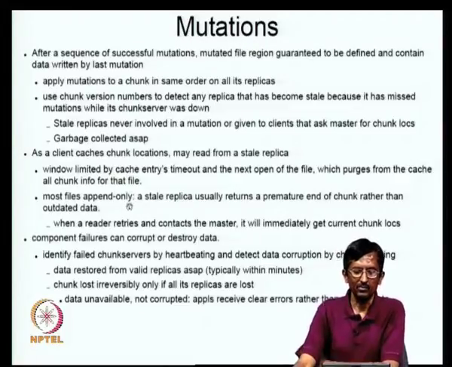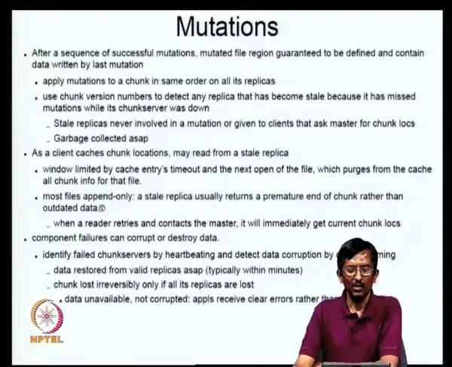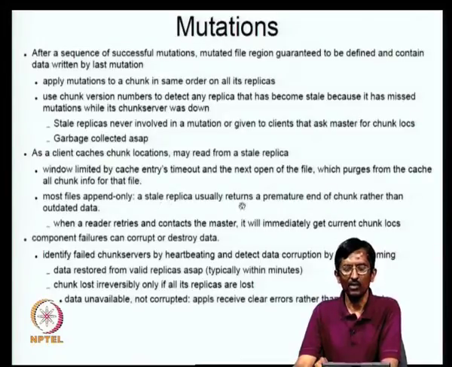So, most files are append only. I think this again we mentioned is the important part of the design. A stale replica usually returns a premature end of chunk rather than outdated data. So, basically what is happening is that if you have a stale replica, you have not updated some things, you have not taken care of certain updates because the chunk server was down. So, usually what happens is that you think that the file is this big, but actually it turns out to be slightly smaller. Okay.